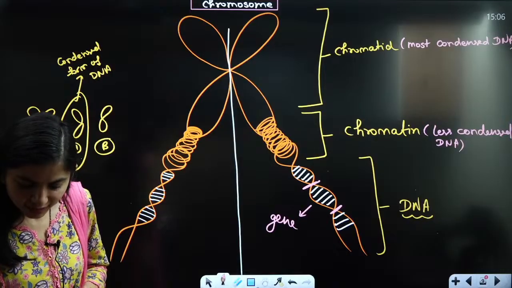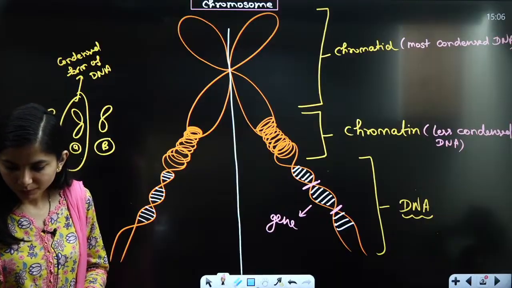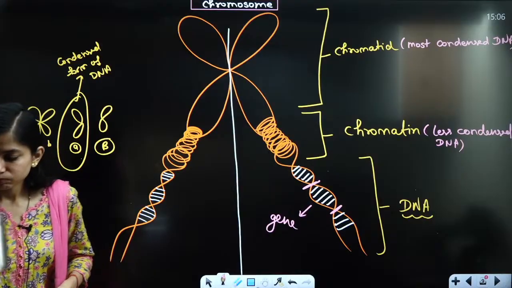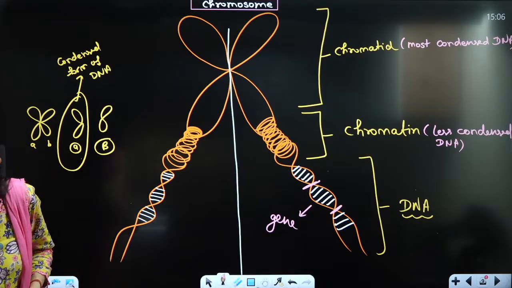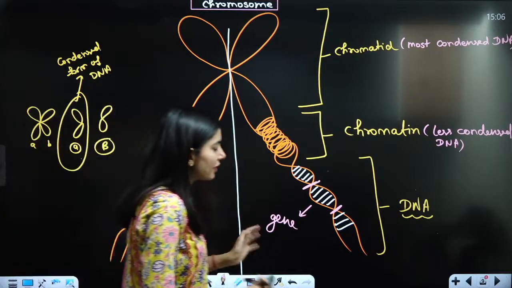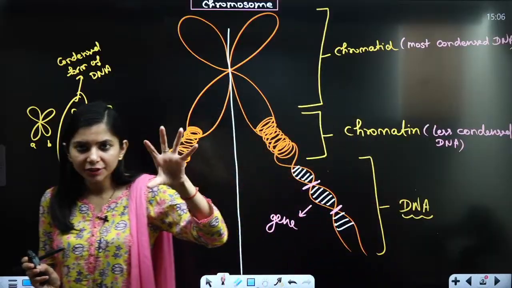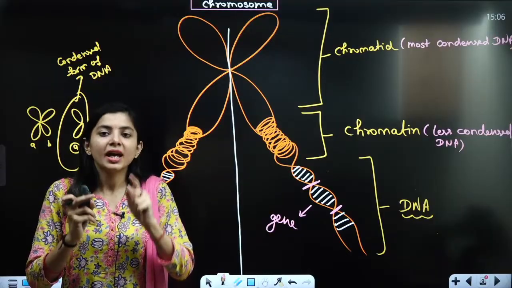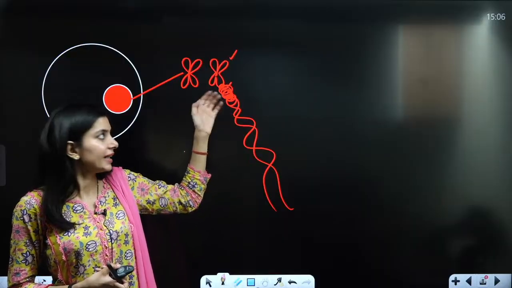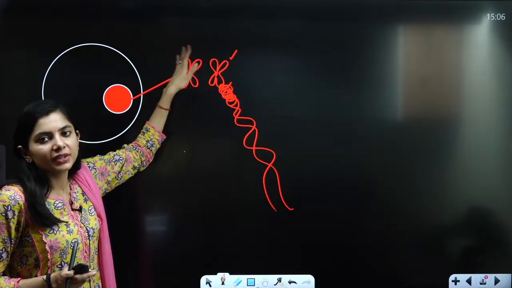If everything is clear to you, then let me proceed further. Yes or no? Yes? Okay, fine. So let's try to revise it again. What we had done, we had taken one cell. From the cell, we had considered the nucleus. The nucleus is zoomed out, and then we are taking a shape. So the shape seems to be like this. The nucleus is filled up with numerous chromosomes.